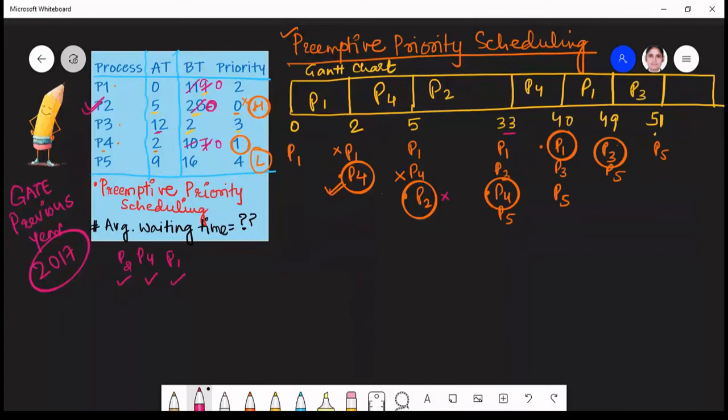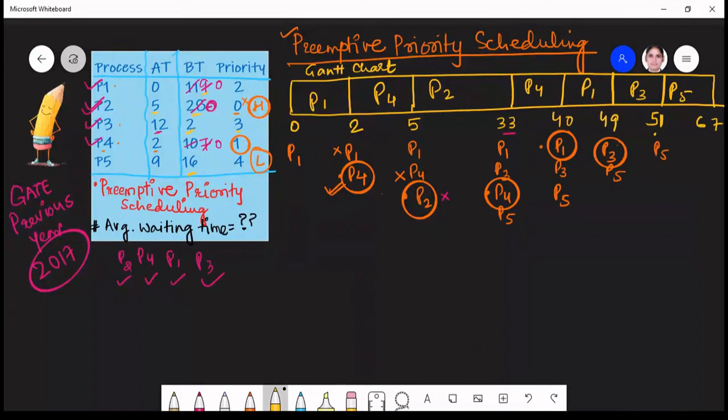Earlier P2 completed its execution, then P4, then P1, and now P3 has also completed the execution. After this, we are just left with P5, and P5 is now going to run for the next 16 milliseconds. So 51 plus 16 is 67, right? So this is the Gantt chart for preemptive priority scheduling, and we are calling it preemptive because if a lower priority process is running on the CPU, and after some time a higher priority process comes, then it is going to preempt the lower priority process.